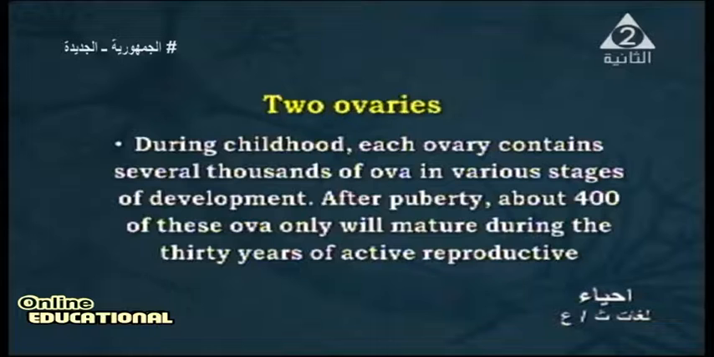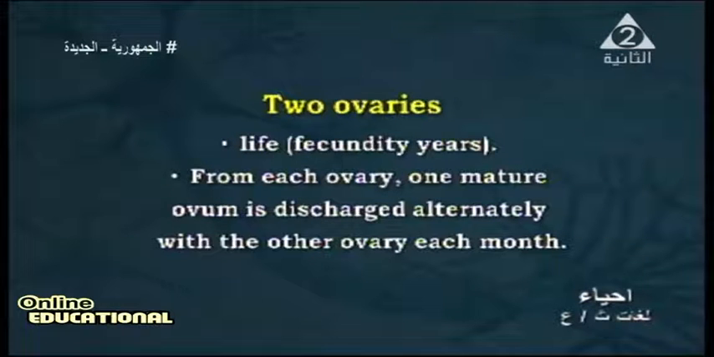During childhood in the female, each ovary contains thousands of ova. This may reach about 400 ova until maturity. These 400 ova are released during about 30 years of active reproductive life. From each ovary, 1 mature ovum is discharged, alternating with the other ovary each month.